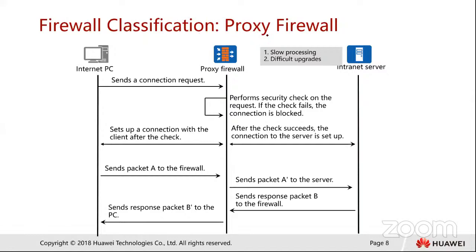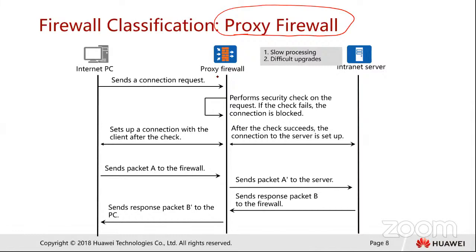Now we look at classification by proxy firewall. Proxy is like an agent, someone who works on something on your behalf, and the proxy applies to the application layer of the network. Proxy checks the services directly transmitted between intranet and internet users. After the request passes the security policy check, the firewall establishes a connection with a real server on behalf of the internet users, forwards the request, and then sends the response packet returned by the real server to the internet user.